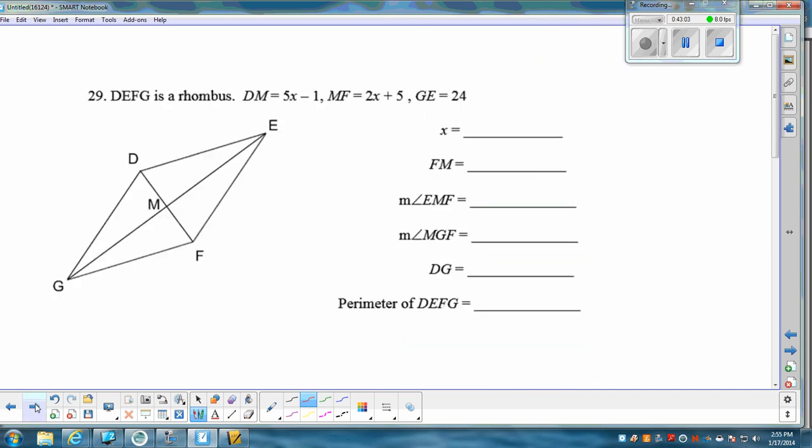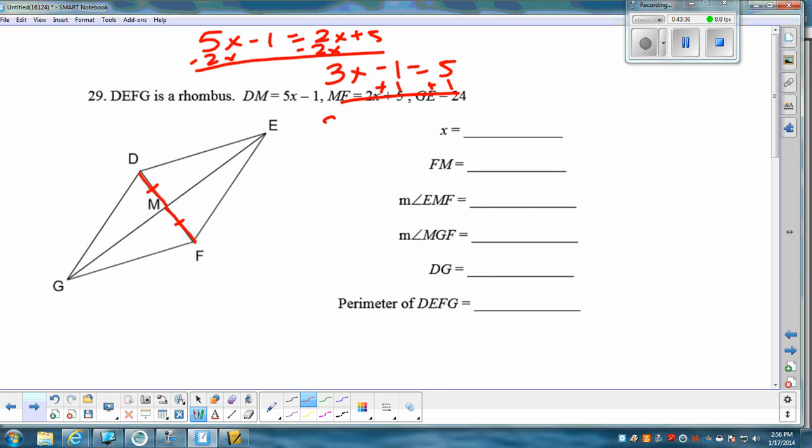Next page. We're getting there. We have another rhombus. I know that DM is 5x minus 1, and I know MF is 2x plus 5. I know both of those are congruent because they're our two halves of our diagonal. So to find x, 5x minus 1 equals 2x plus 5. Figure that x is 2.